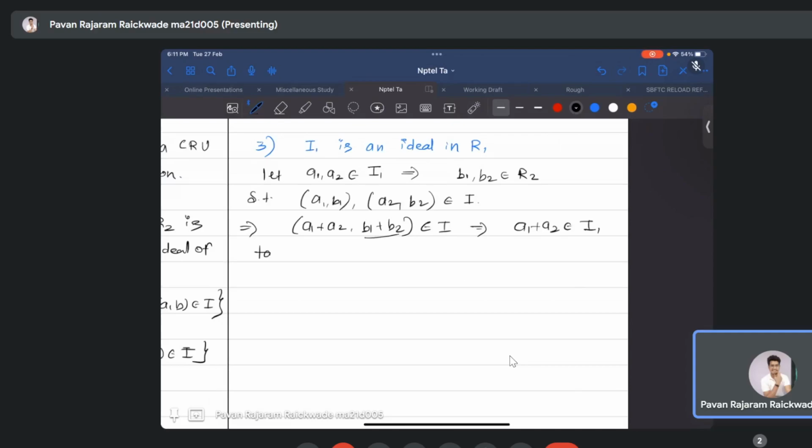Now take any element r in R1. This will imply rA.